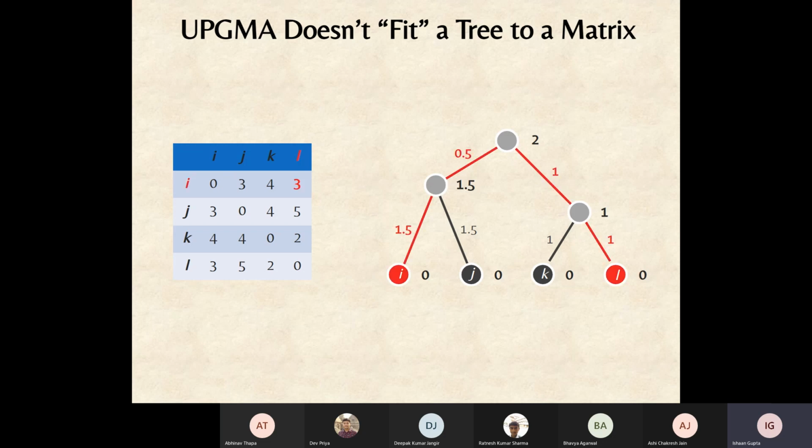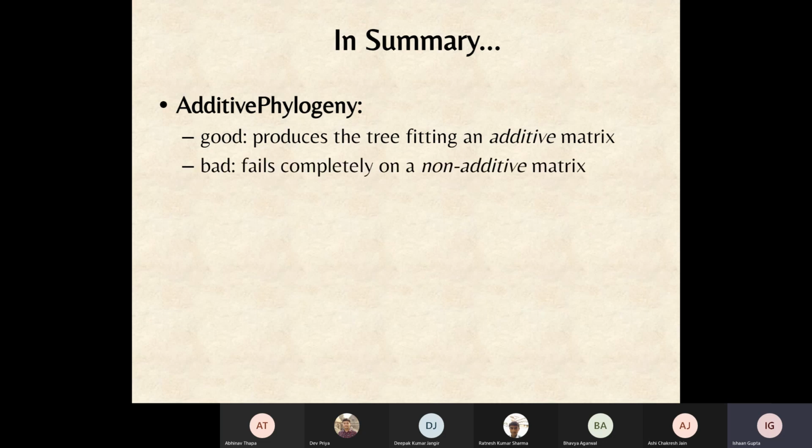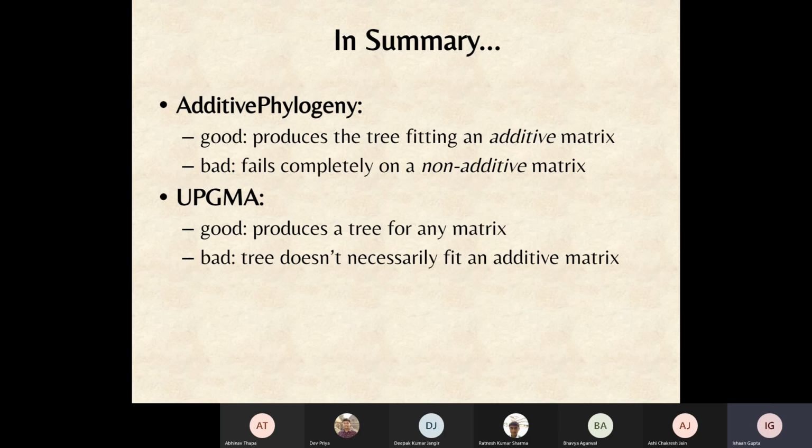So now, what is the problem here? Let us summarize what we have learned so far. Additive phylogeny is good because it produces a tree fitting an additive matrix, but it is bad because it completely fails for non-additive matrices. You get negative edge weights and you cannot move ahead. UPGMA is good because it will produce a tree for any matrix, so it doesn't matter whether it's additive or not, but it is bad because the tree does not necessarily fit an additive matrix, or does not necessarily represent the evolutionary distances accurately between the species involved.